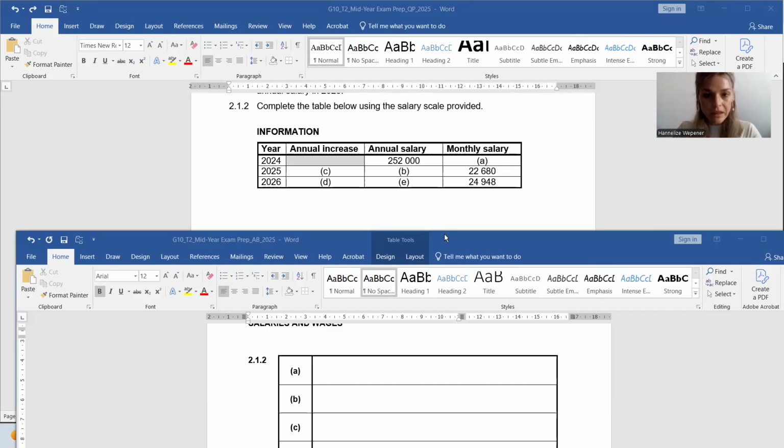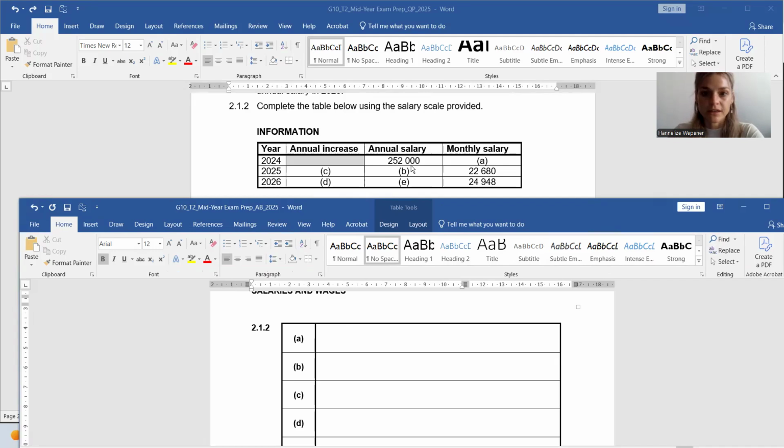contract. So this question says that the person that we are working with here earns an annual salary of 252,000 Rand per annum. That's what annual salary means. So for the full 12 months, in the first year, he's earning that. No annual increase because it is the first year of employment.